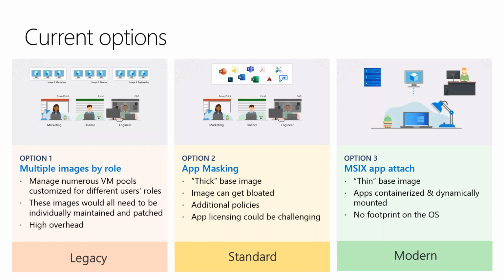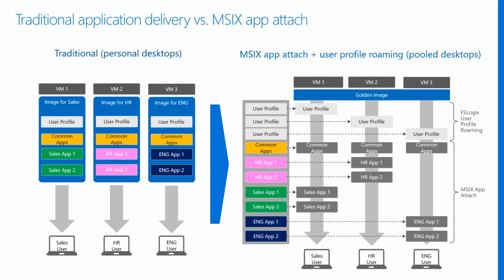And now we have option number 3, MSIX app attach, which can create a very thin base image, because you don't have to install the applications that are supported for MSIX inside that image, and you can mount them on the fly and add updated packages more easily. So let me frame that a little bit more, inside a traditional versus MSIX app attach picture here.